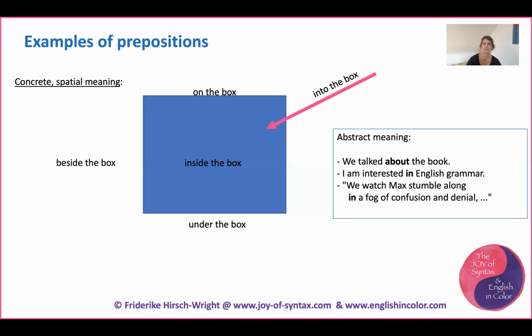Of course, the adjective interested is made from a verb, but it's used as an adjective here. We watch Max stumble along in a fog of confusion and denial. In a fog of confusion. Now, in a fog could be concrete, but in a fog of confusion is, of course, an abstract meaning. So there we have a preposition used in figurative language.